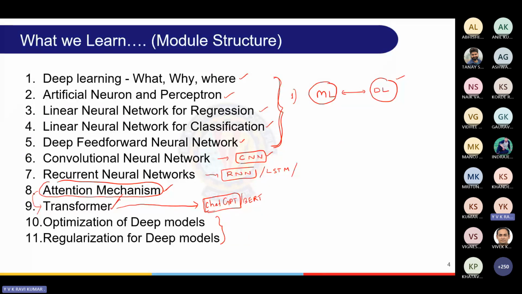You will have a customer-related requirement, a problem statement. Then whether I should go with an ML or DL approach is one important thing you need to have. Second one, the architectures. That is CNN, RNN, LSTM, and also the transformer architecture. So this is the expected output from this course.